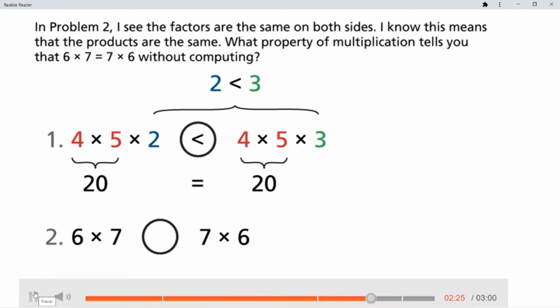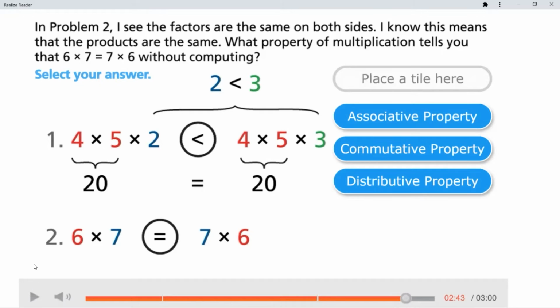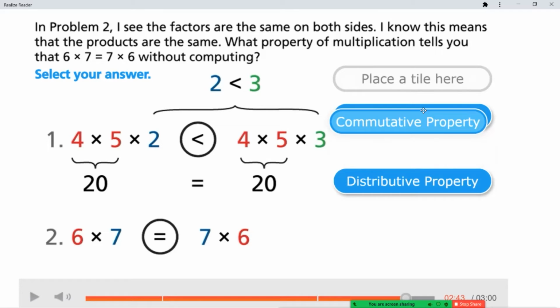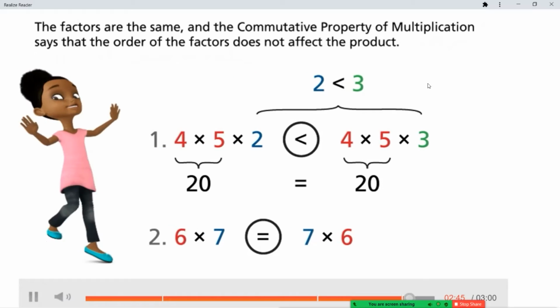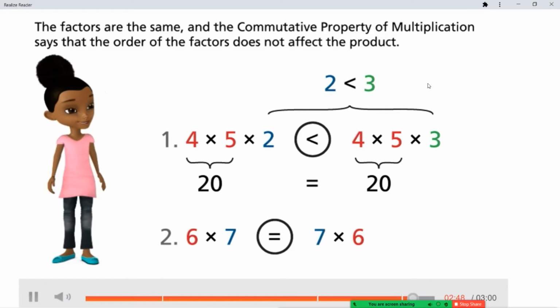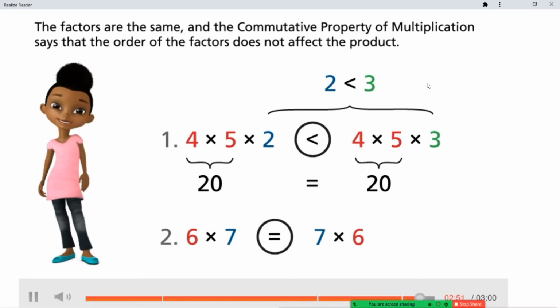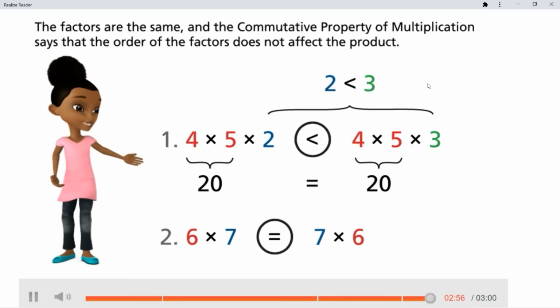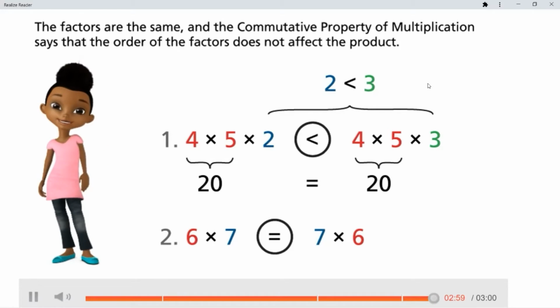In problem 2, I see the factors are the same on both sides. I know this means that the products are the same. What property of multiplication tells you that 6 times 7 is equal to 7 times 6 without computing? Select your answer. The factors are the same, and the commutative property of multiplication says that the order of the factors does not affect the product. Now you know how you can use the structure of mathematics to compare expressions.